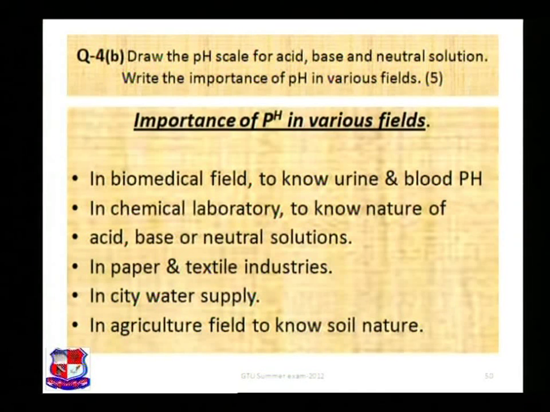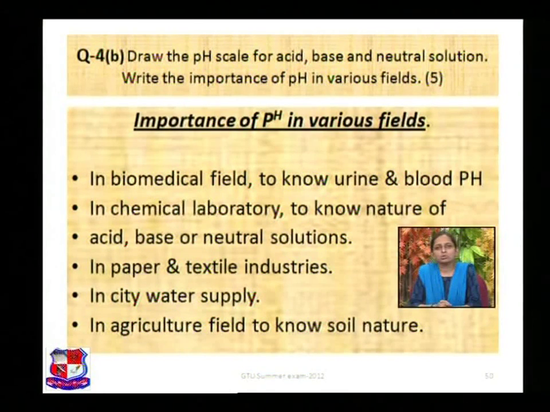put a litmus. If your litmus gives a red color, it is acidic solution. If it gives a blue color, it is basic solution, and if it gives no color change, then it is a neutral solution. Another way of measuring the pH is with the help of pH meter also. That can also give the straightway pH value of that particular solution.